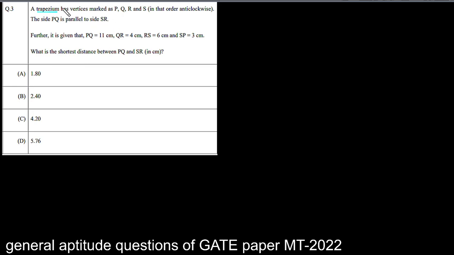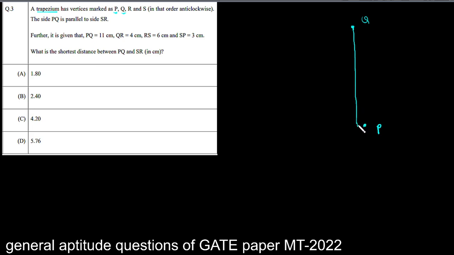So now let's try to draw the trapezium based on the information given in this question. PQRS are the vertices of our trapezium. We can start with the point P, because we have been given the sequence for these vertices. So this point is P, and the second point in the anti-clockwise direction will be Q. So we can locate Q somewhere here. Now this figure is a trapezium, and we know the trapezium has four sides. So we can simply connect those two points to make one of the sides of the trapezium.